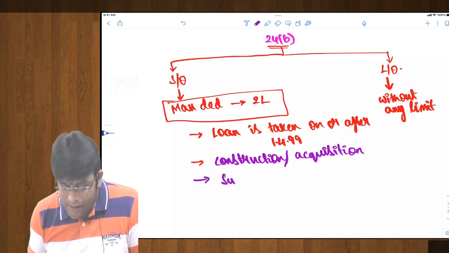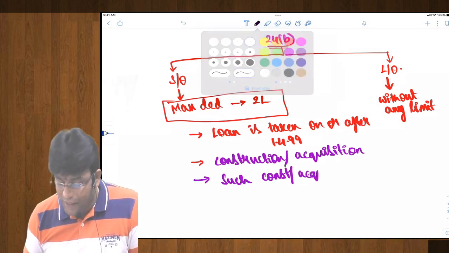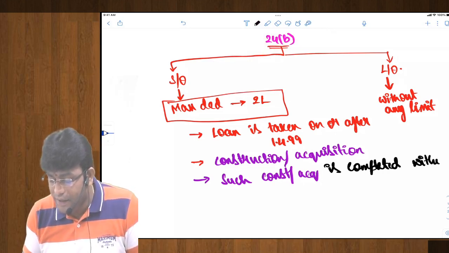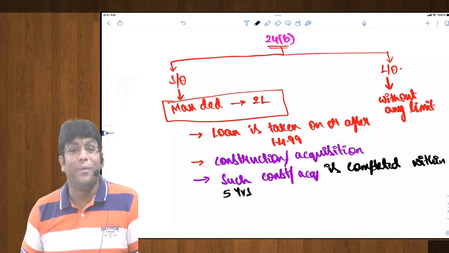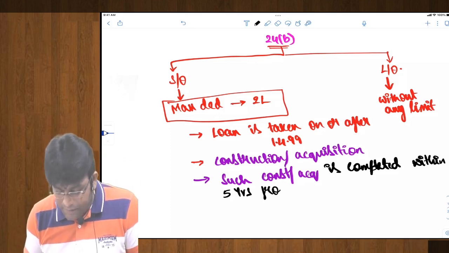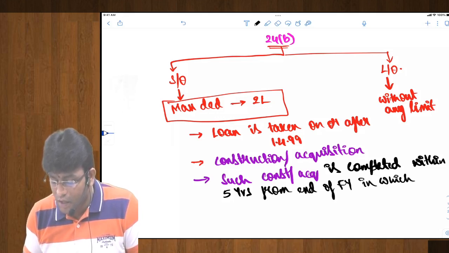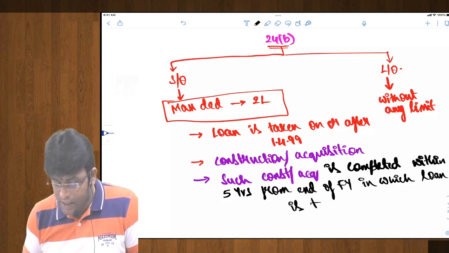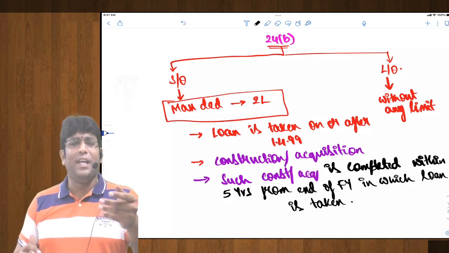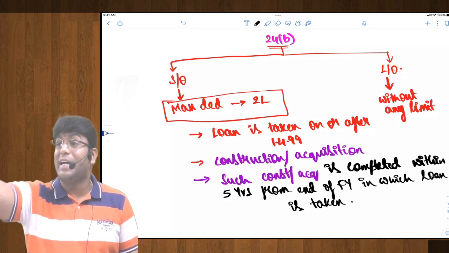Number 3, such construction or acquisition, such what, my dear friends? Construction or acquisition is completed within 5 years. How many years, friends? 5 years. बहुत टाइम है यार, कम नहीं यार, 5 साल बहुत बड़ा होता है. Within 5 years from the end of the financial year in which the loan is taken. So if all these 3 conditions are satisfied, then the limit will be 2 lakhs. If any condition is not satisfied, or all the conditions are not satisfied, whatever it is, then the limit is only 30,000.